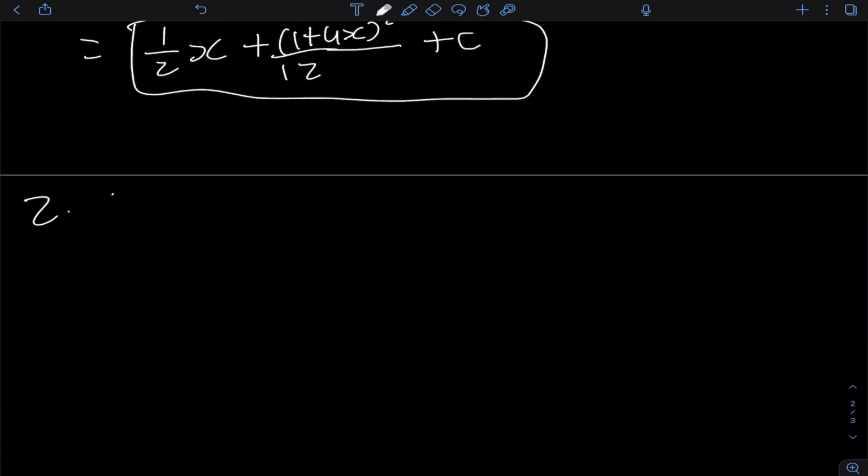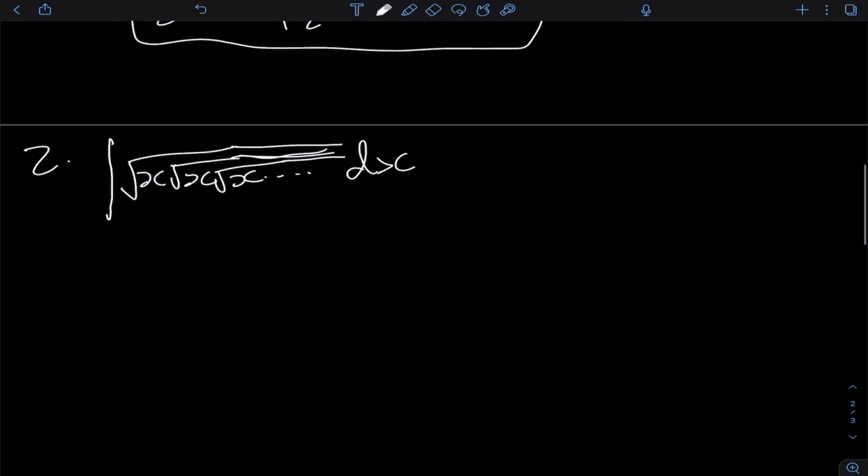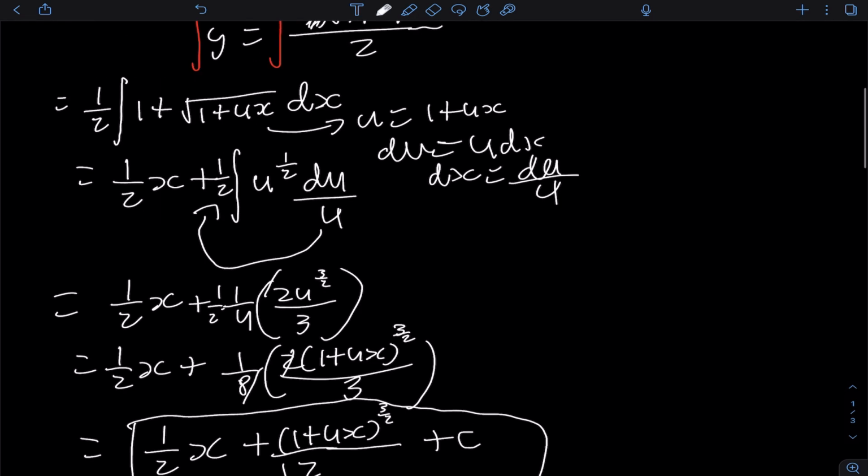In the second problem, we have the integral of the square root of x multiplied by the square root of x times the square root of x, and so on. We see that we are multiplying the square roots of x forever. So there's two ways we can approach this problem. We can use a similar approach to the thing that we did in the first integral. And let's try that first.